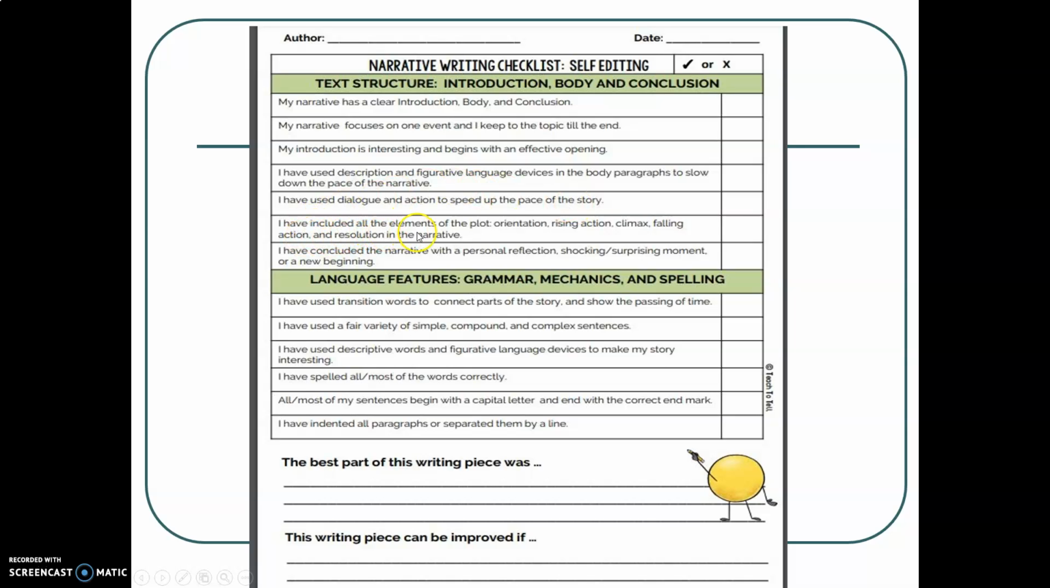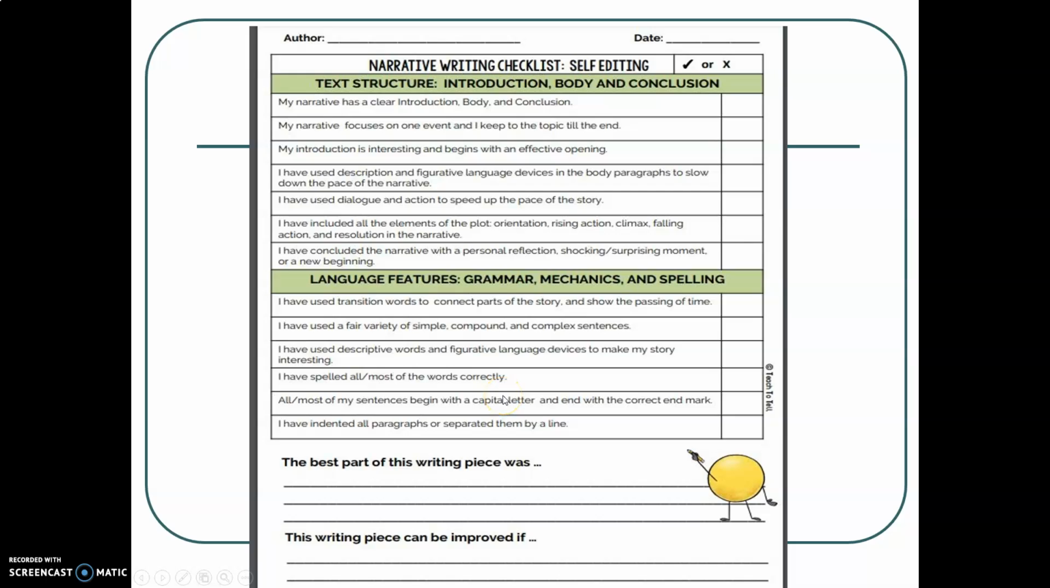I have included all the elements of the plot: orientation, rising action, climax, falling action, and resolution in the narrative. I have concluded the narrative with a personal reflection, shocking or surprising moment, or a new beginning. This is how you create a well developed concluding paragraph. Then let's look at language features, grammar, mechanics, and spelling. This is where a lot of us get hung up.